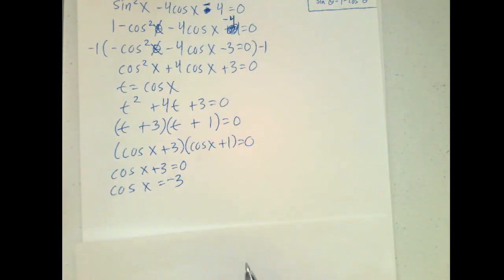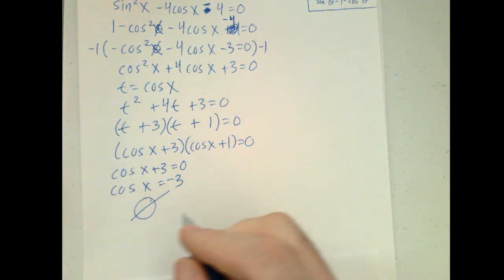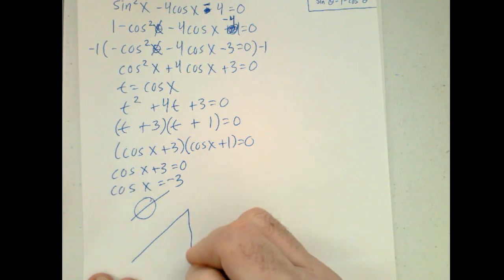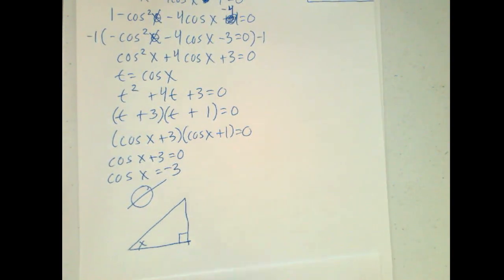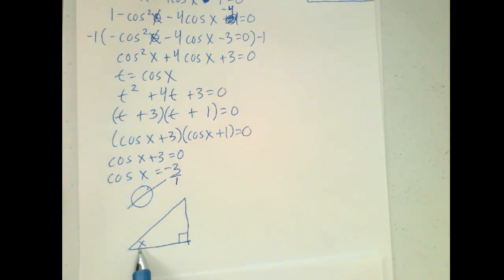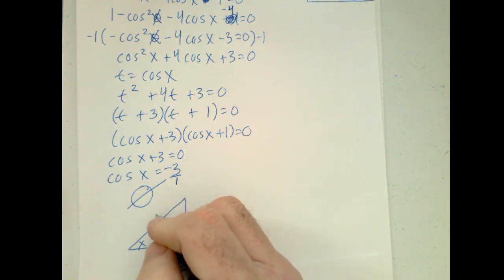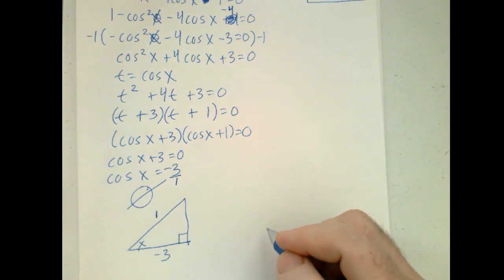So this is undefined. Well, why is it undefined? Because if you draw a right triangle, and you say this is angle x here, and then say this is understood to be over 1, cosine of x equals adjacent over hypotenuse. We can't have a negative dimension for this right triangle, so this is undefined, and it makes the whole problem undefined.